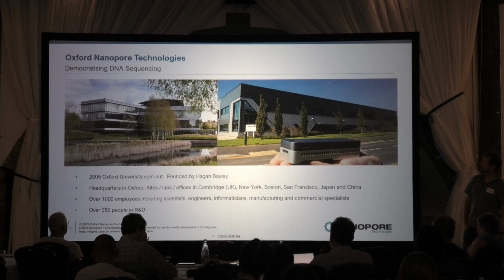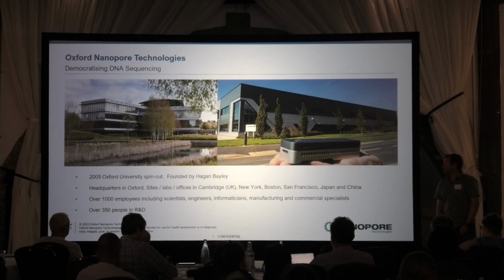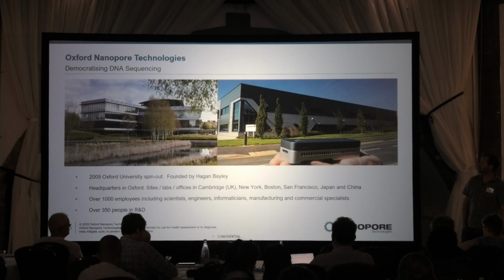So, very briefly, Oxford Nanopore, we're a teenager now. We spun out from Oxford University in 2005, founded by Hagan Bayley, who's one of the professors at Oxford University, still heavily involved in the company. We are headquartered down in Oxford, so our main R&D hub is in this building. We've got about 400 employees in our R&D department, who all work in this building in Oxford, just on the south side of the Science Park.